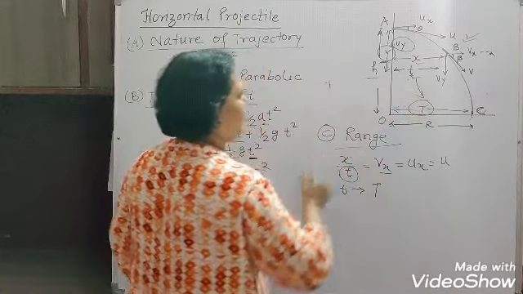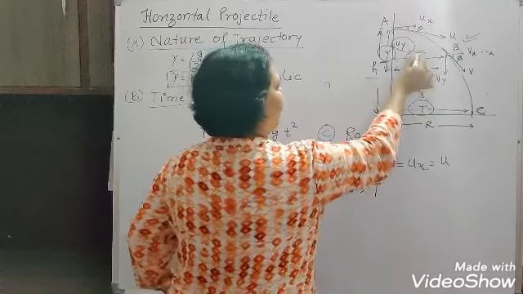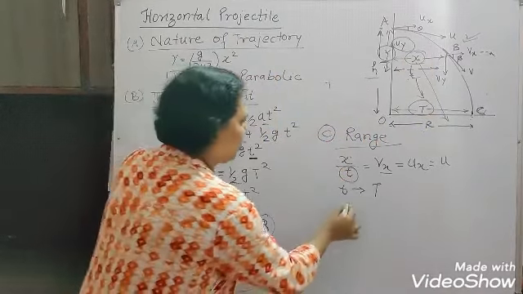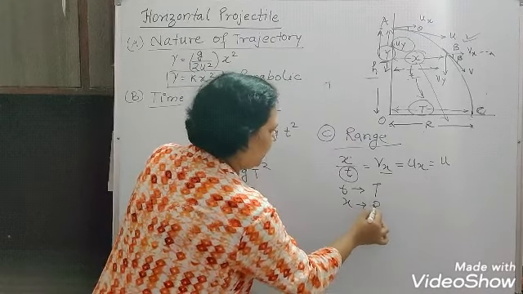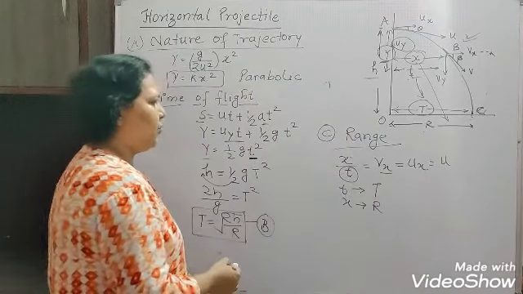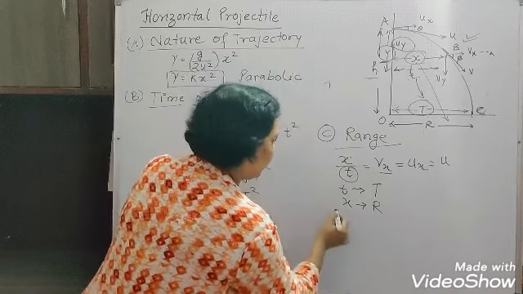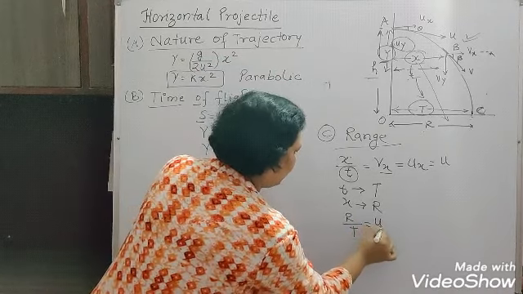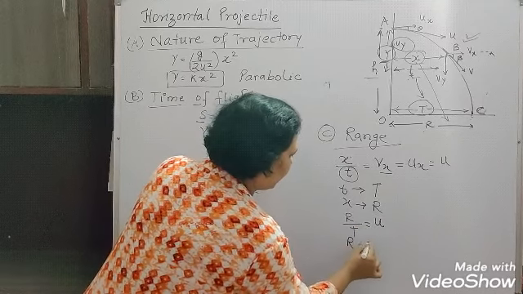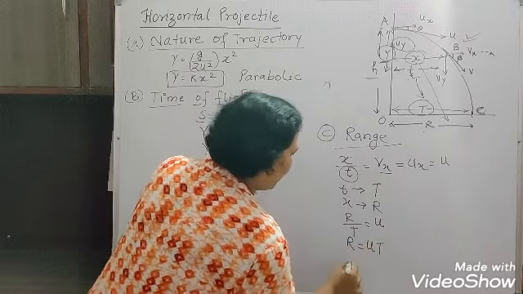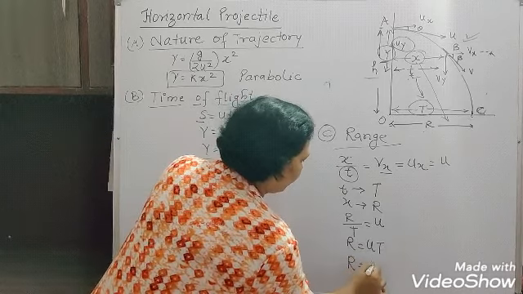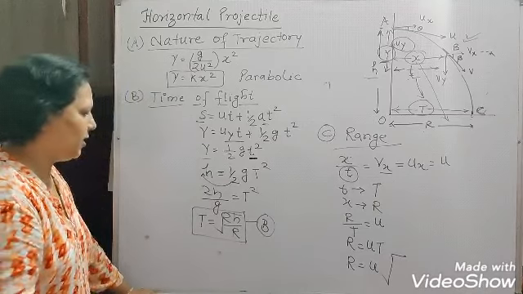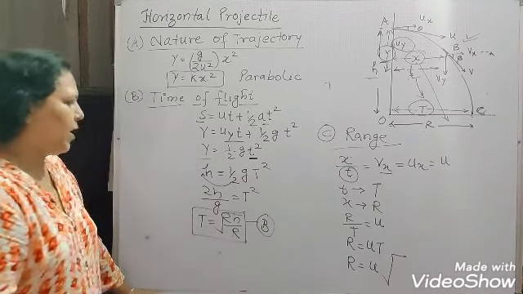This t is capital T, and now x will become what? The x will become R here, range. So in place of x we can write here R. So what change will be there? You can see that this is R upon T is equal to u, or you can say R is equal to u into T, or we can say R is equal to u, and the formula for time of flight we have already derived, that is root of 2h upon g.